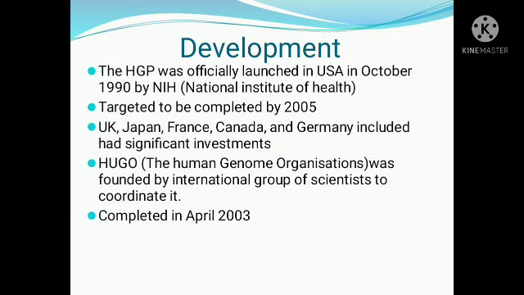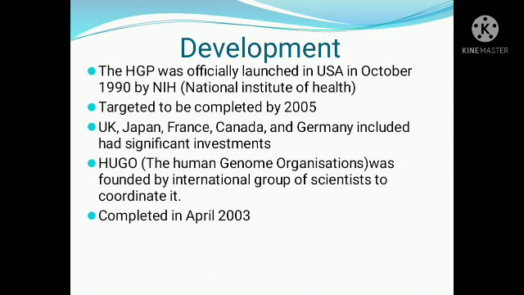If you look into the history of it, it started in the US, officially launched in October 1990 by the National Institutes of Health of the USA. And they targeted to complete mapping of the human genome by 2005. Okay, many other countries were also involved in funding and even participated. So from the UK, Japan, France, Canada, Germany, and even other countries were included, and they made significant investments.